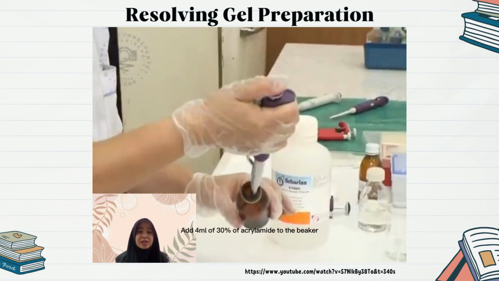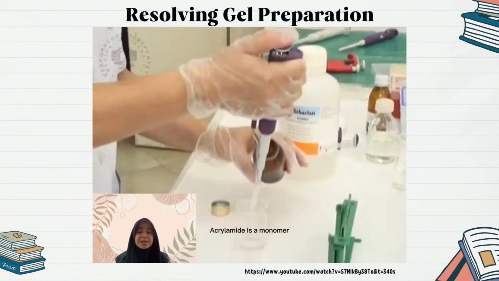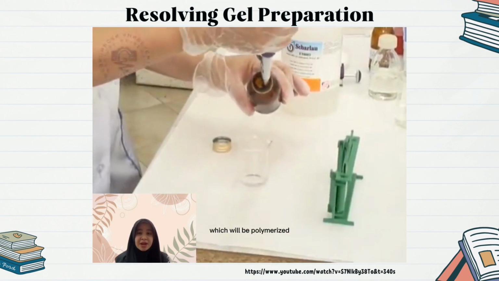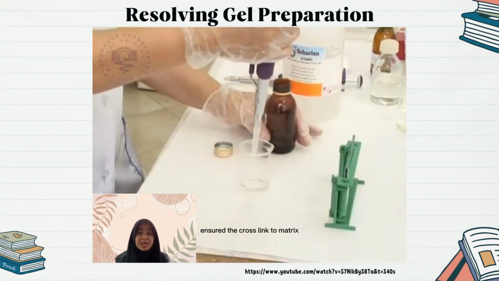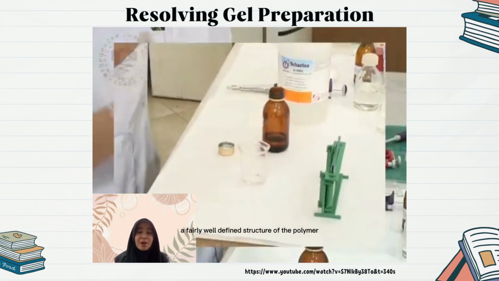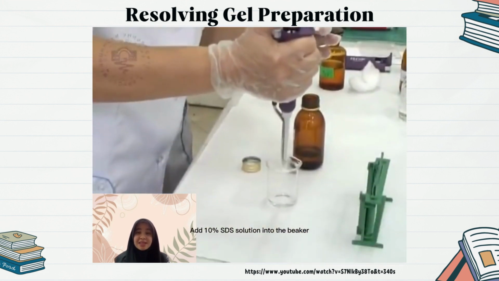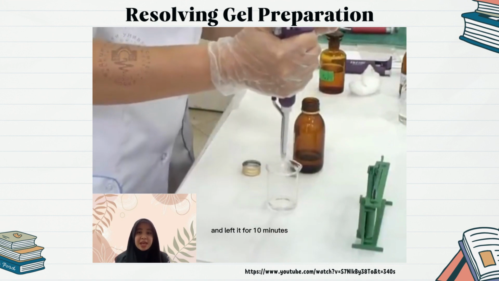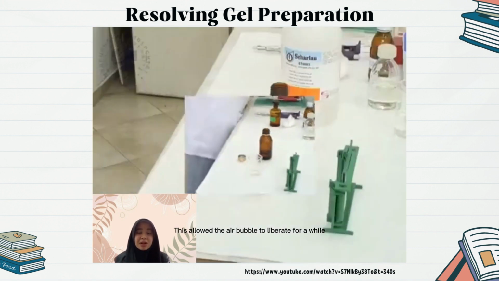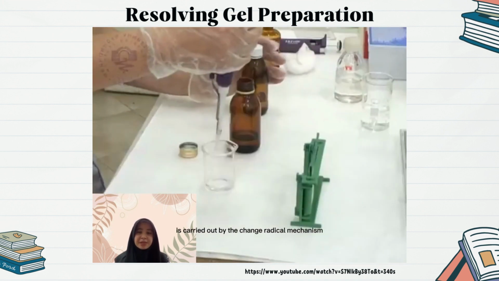Add 4 ml of 30% acrylamide to the beaker. Acrylamide is a monomer which will be polymerized, and the bis-acrylamide ensures the cross-linking to form a matrix, a fairly well-defined structure of the polymer. Add 10% SDS solution into the beaker and leave it for 10 minutes. This allows the air bubbles to liberate for a while. This is important as the polymerization is carried out by the free radical mechanism.